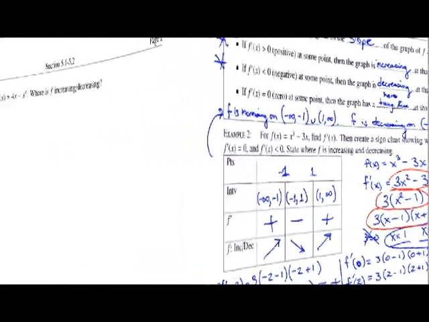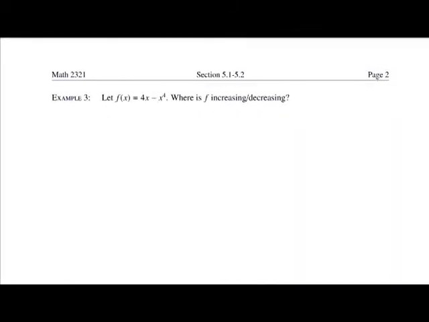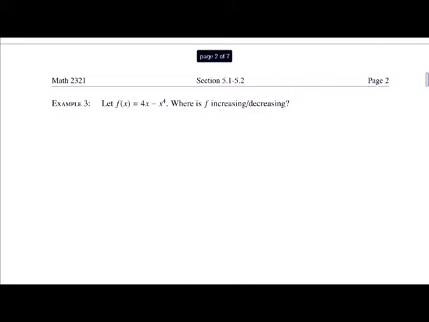Example 3, we have f of x is equal to 4x minus x to the fourth. We want to know where that function is increasing and decreasing. So we will take the derivative. And we get 4 minus 4x cubed. And we want to set this equal to 0 and then solve for x. And you could either use the difference of cubes on this, or you can just solve it straight out, like so. And so x is equal to 1.